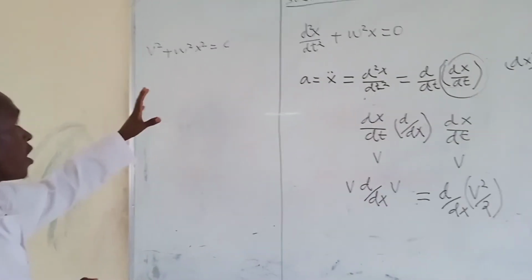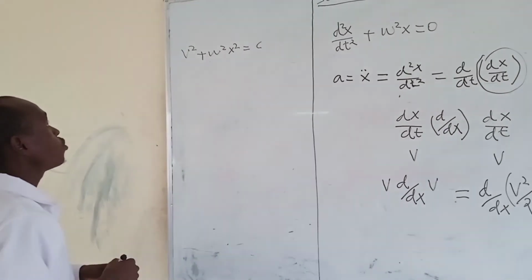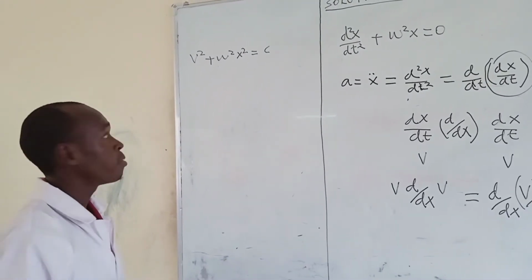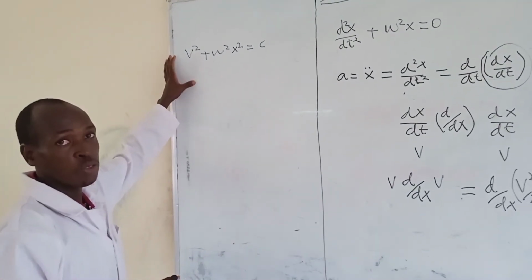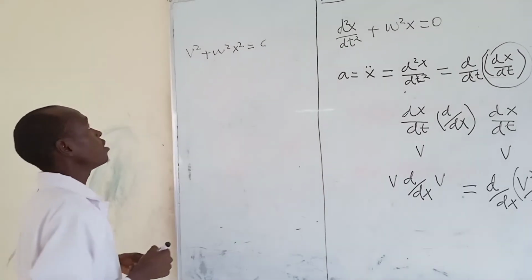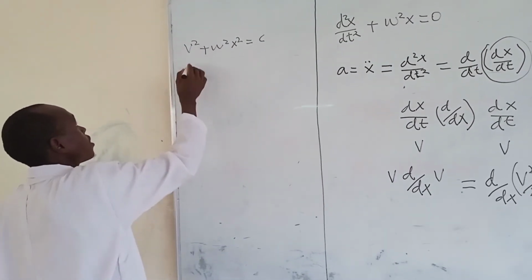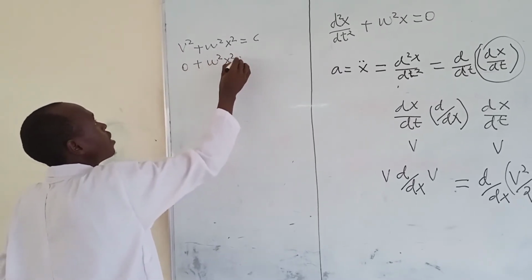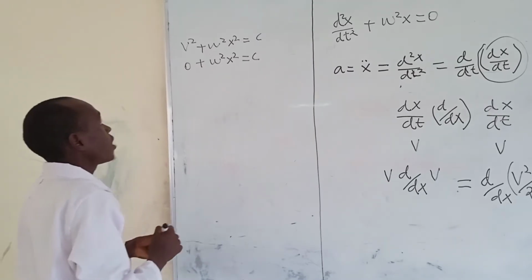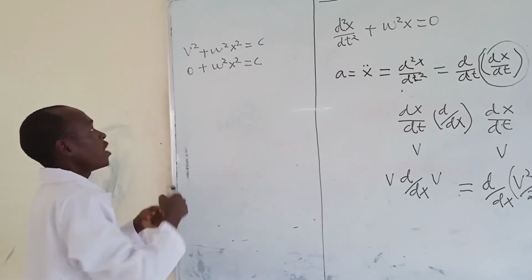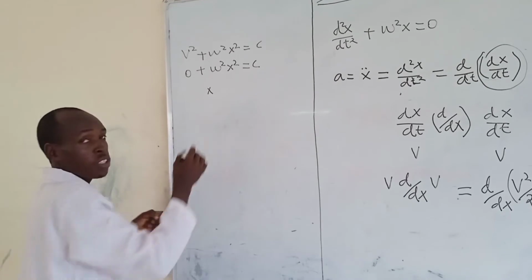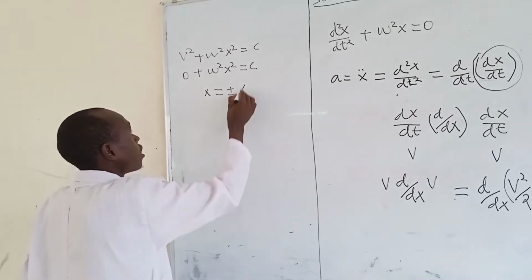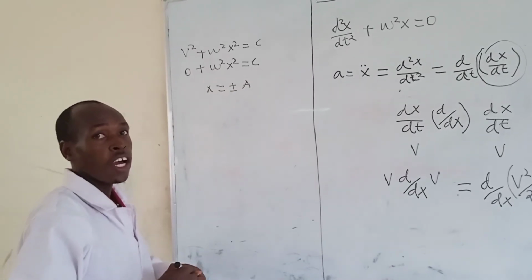Now, after reaching here, we shall have an assumption that at maximum displacement, v is equal to 0. At maximum displacement, v is equal to 0. So we shall have to replace 0 here plus omega squared x squared is equal to c. Now, after getting that, x, which is displacement, is always equal to plus or minus a. A for this case stands for amplitude.